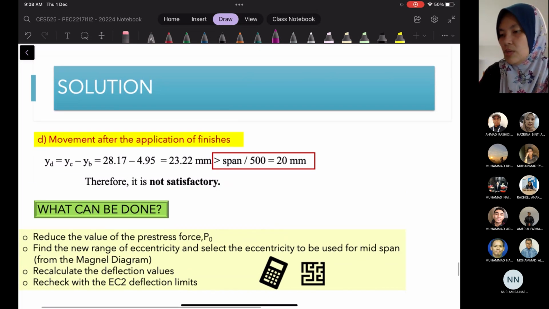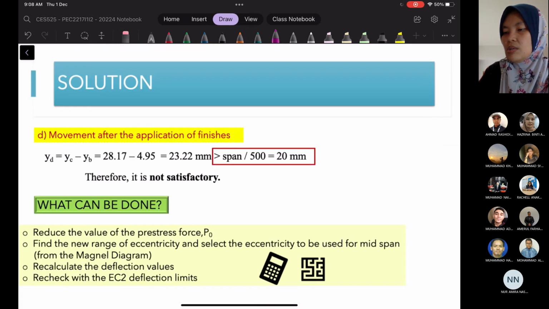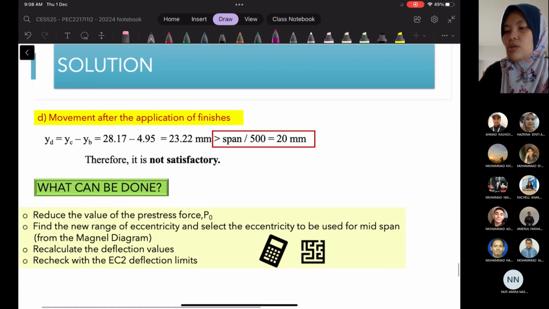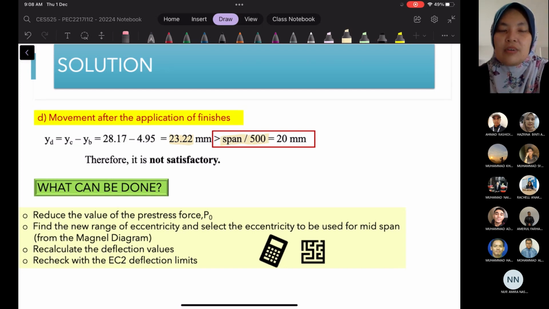So kita ada dekat sini 28.17, which is downwards, and also the value that is 4.95. So this is after the application of the finishes tadi, right? So kita combine these two, therefore we are going to get here 23.22 millimeters, and we are going to compare with span over 500.